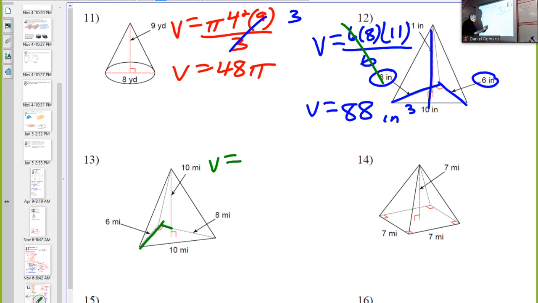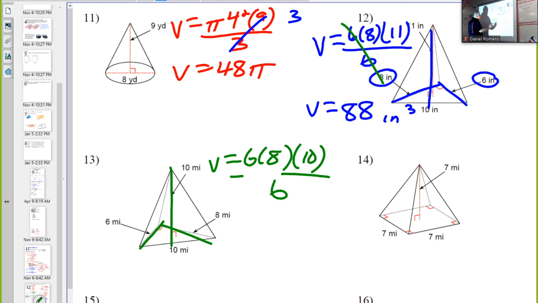So 6 and 8, perfect, that meets at 90 degrees. That's my base. Times the height of the pyramid, which is 10, divided by 6. I'm not sure how you got 60, because the 6 cancels. That gives us 80 cubic miles. Ooh, that's a big one. Let's see if we can finish before 9:10, so tomorrow we have one more time.